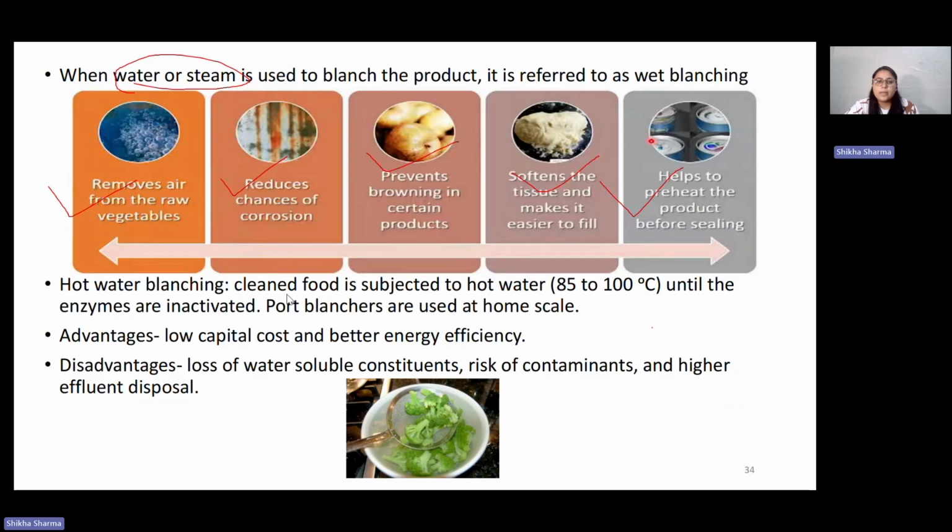Hot water blanching is done when clean food is subjected to hot water at around 85 to 100 degrees Celsius, until the enzymes are inactivated, and pot blanchers are used at the home scale. Its advantages are low capital cost and better energy efficiency, but the disadvantages are a loss of water soluble substances, a higher risk of contamination of the food product if the water is contaminated, and a high effluent produced in hot water blanching.